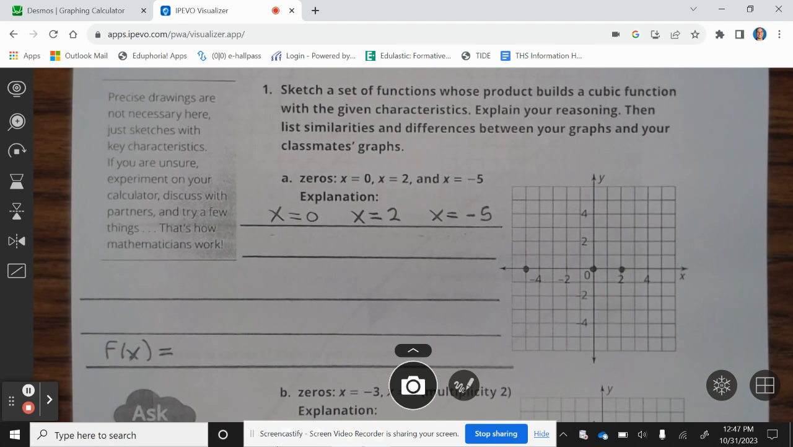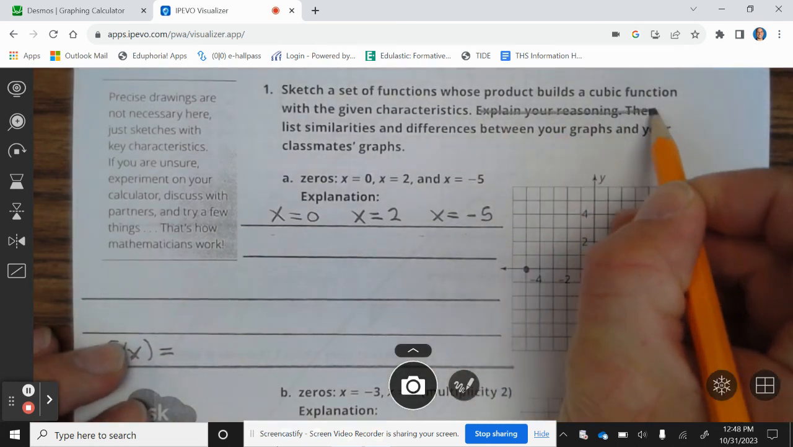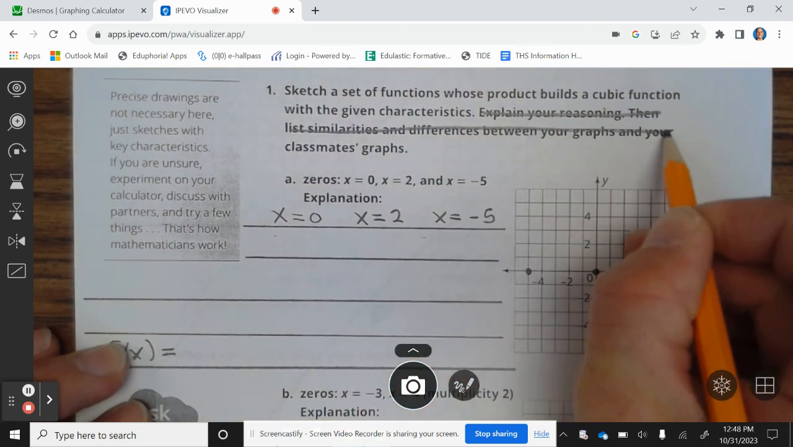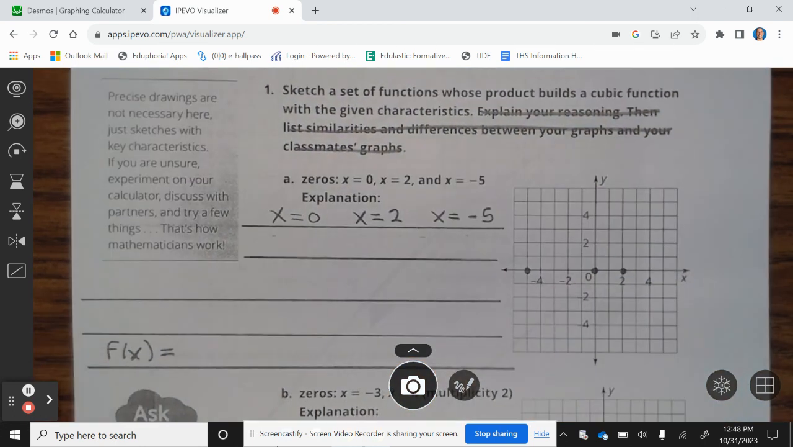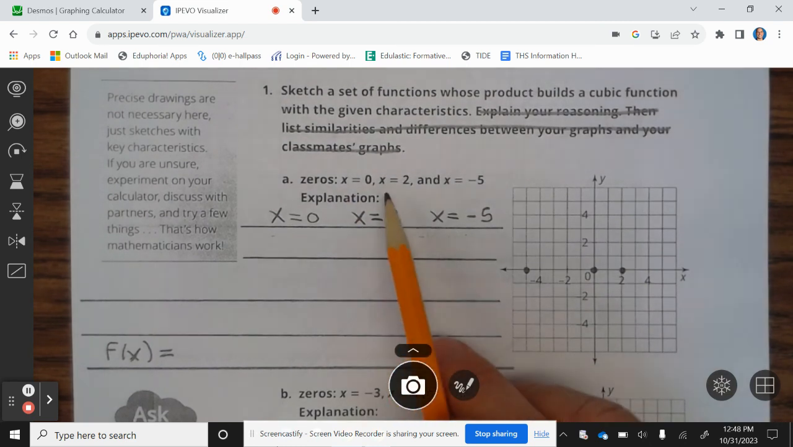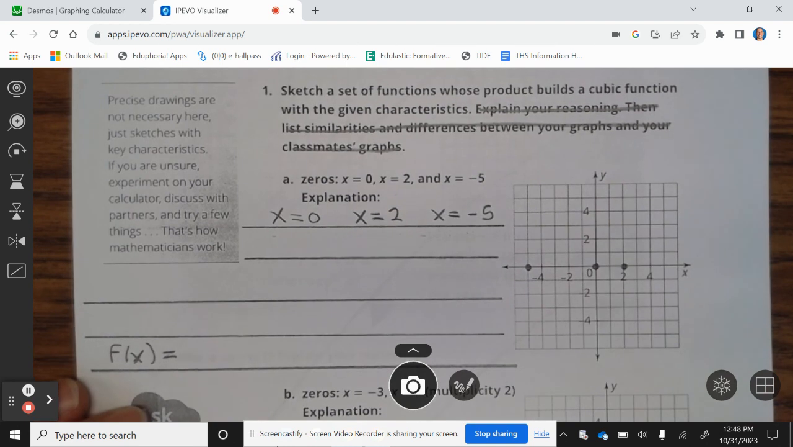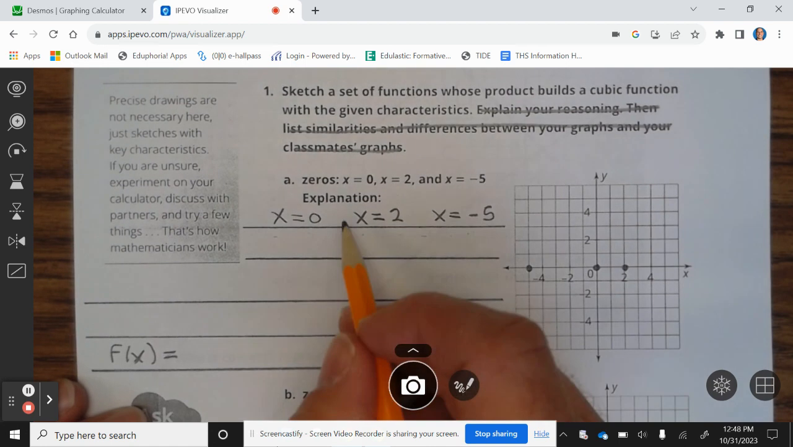Sketch a set of functions whose product builds a cubic function with the given characteristics. And we're not going to do that. Okay. So we have zeros, x equals 0, x equals 2, x equals -5. Okay. So we're going to work backwards from the zeros to find the equation.